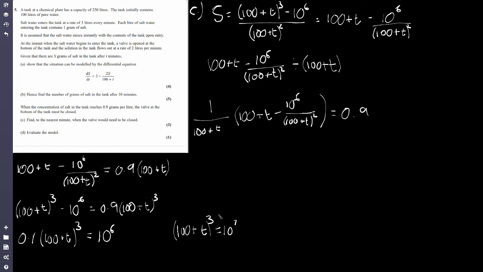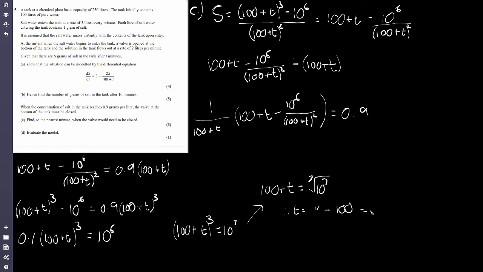Now we can take the cube root of both sides. So if we do that up here, the cube root, I'm going to get 100 plus t, nice and easy. Take the cube root of this side. So for now, I'm just going to keep everything in the exact form and then just give the final answer. So 100 plus t is going to be equal to the cube root of 10 to the 7. Like so. And now, all we've got to do is minus 100 off this. So therefore, t is equal to this minus 100.